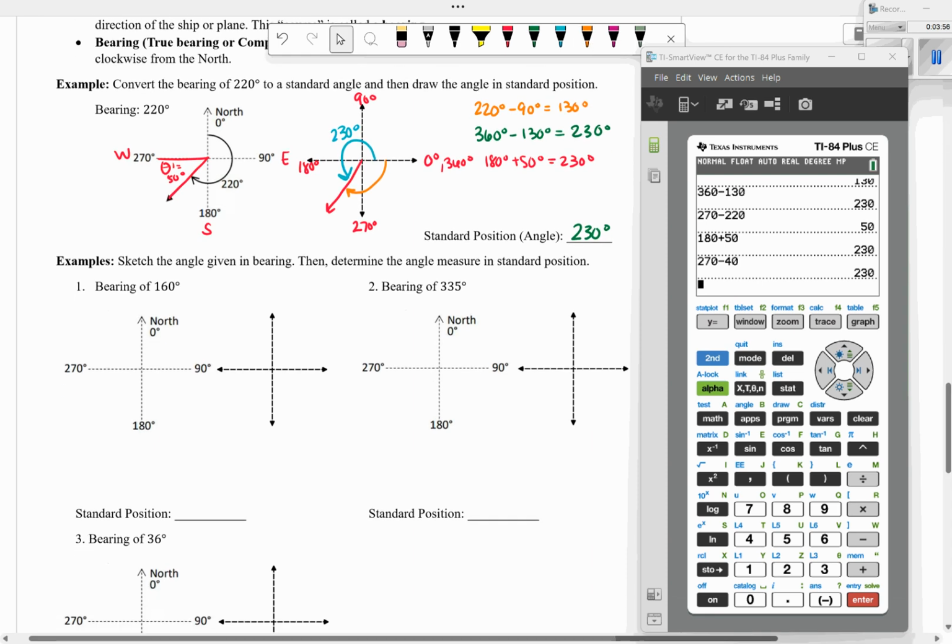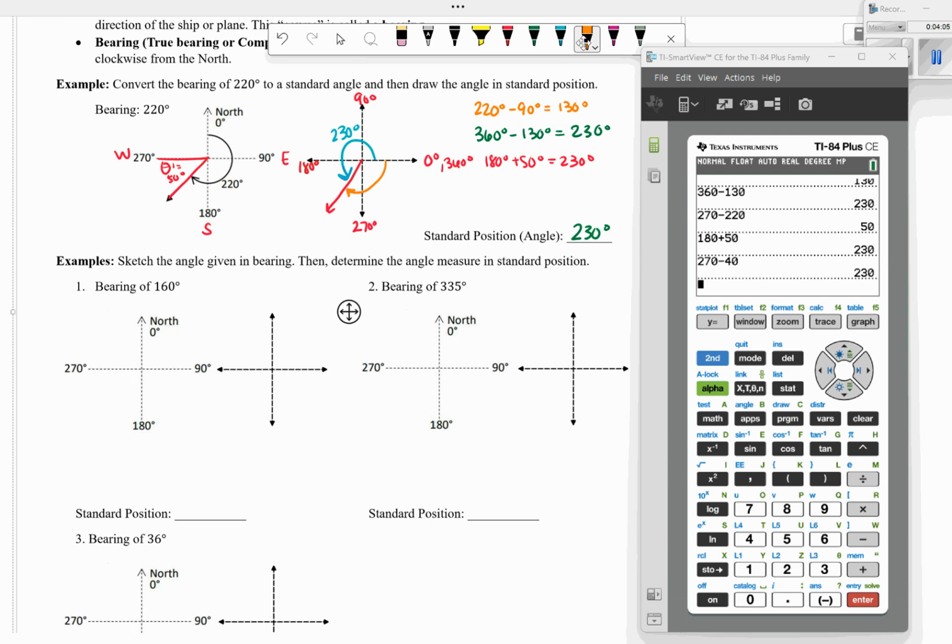So let's look at a bearing of 160 degrees. So we're going to go ahead and sketch this first. 160 degrees would be in quadrant 4. Because remember, this is north 0, 90, 180, 270, so it would be down here, quadrant 4, so that would be the bearing of 160 degrees.